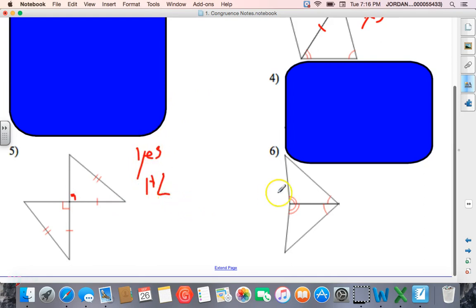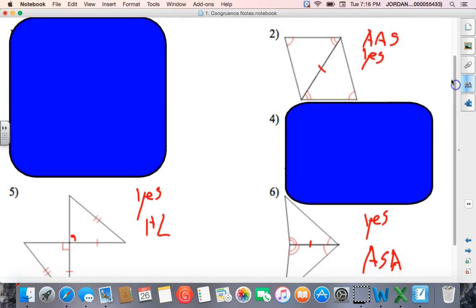All right. And then number 6, they share this side right here. So that side's congruent for both triangles. Angle, side, angle. So right here we could say yes by angle, side, angle. All right, so our 3 new ones again are hypotenuse leg, angle, angle, side, and angle, side, angle. Okay, those are the 3 new ones we've got.